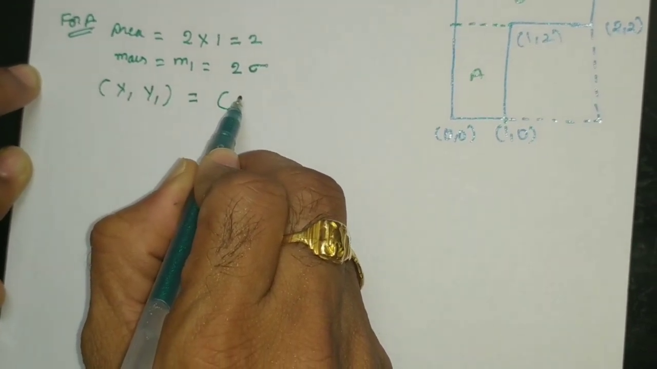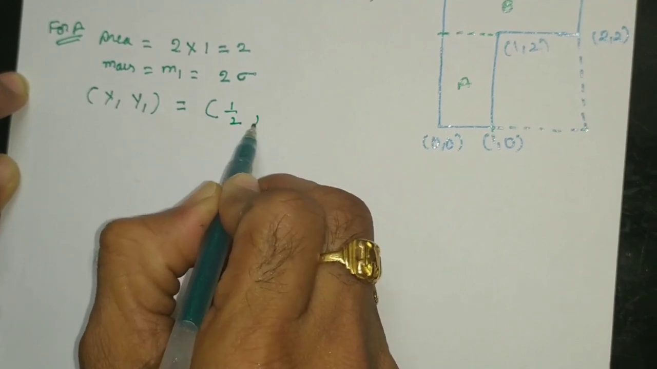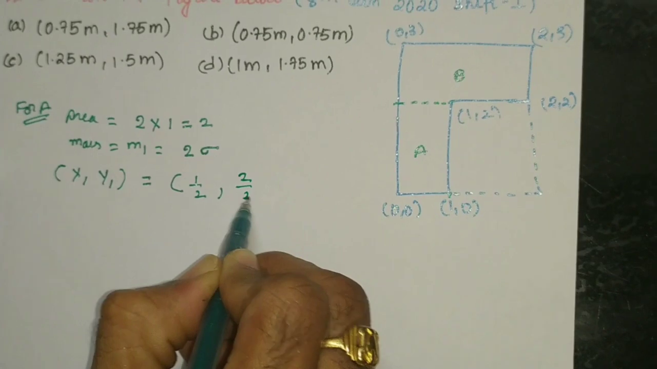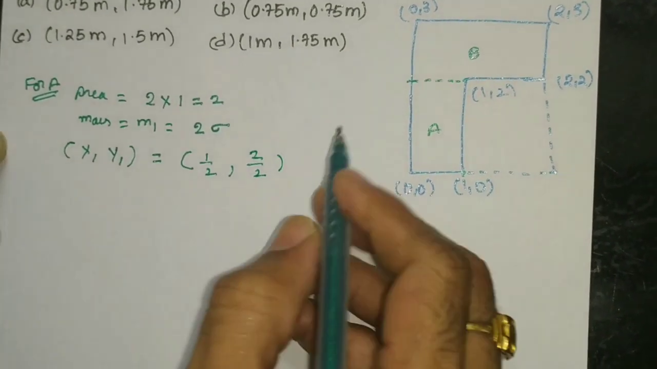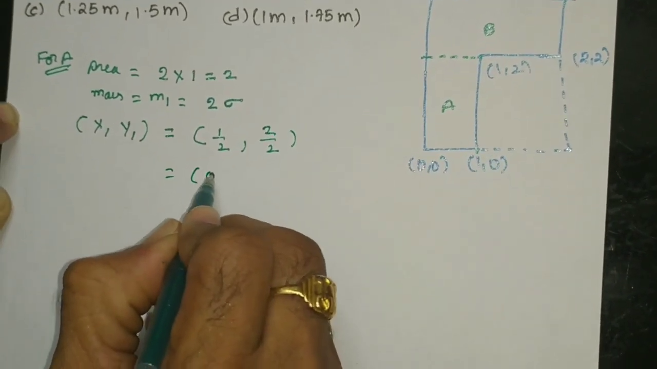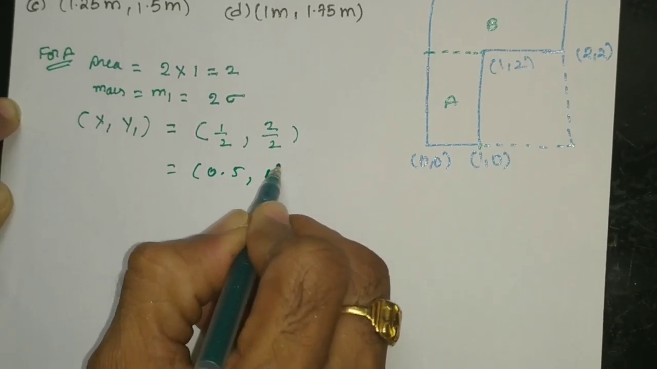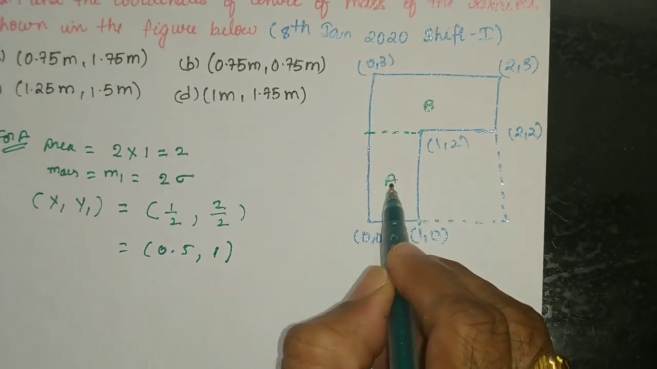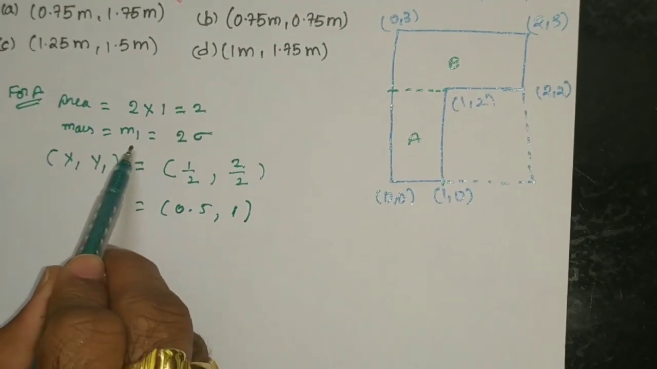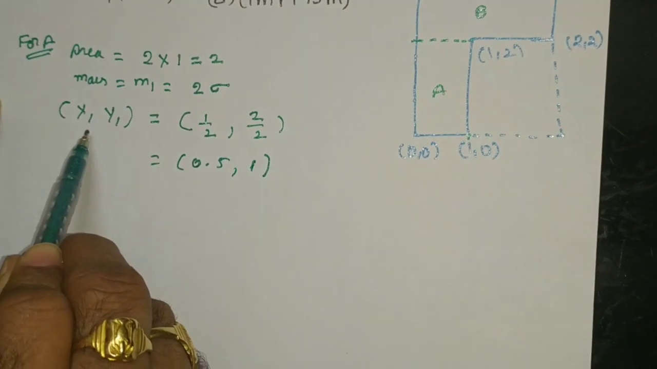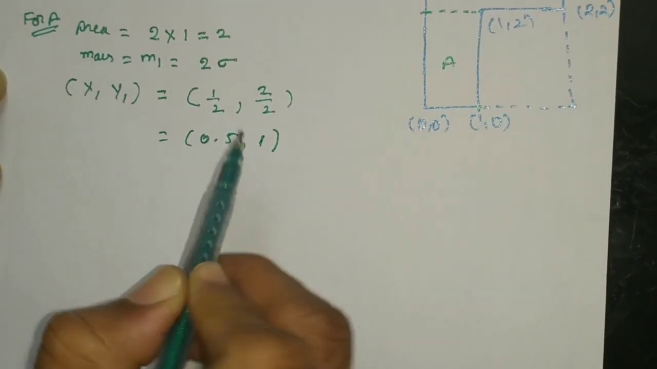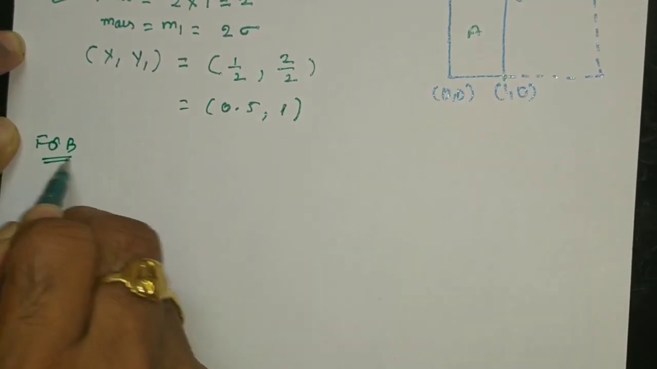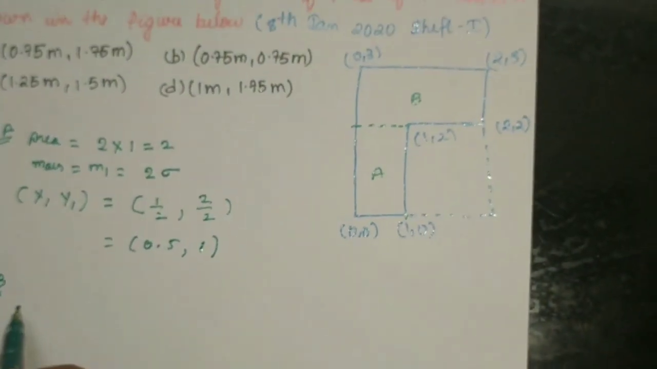So, x by 2 means 1 by 2, comma, y by 2, that is 2 by 2. So this value is 0.5, comma 1, the coordinates for this lamina. So this entire lamina is now converted to a point mass having mass 2 sigma, having coordinates x1, y1 equal to 0.5, 1. Similarly, consider the second rectangular lamina B of the given diagram.